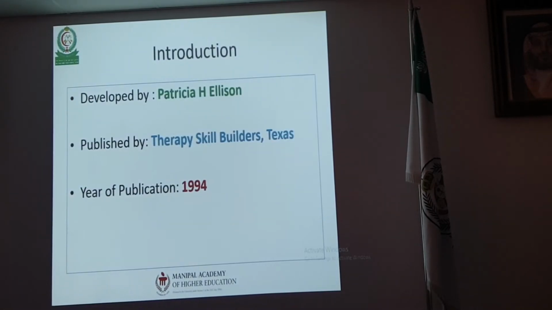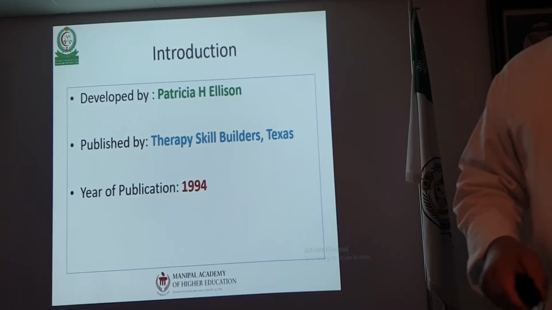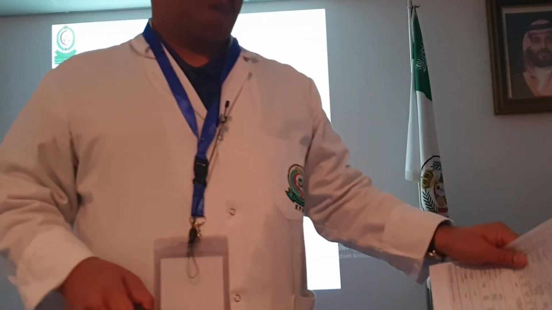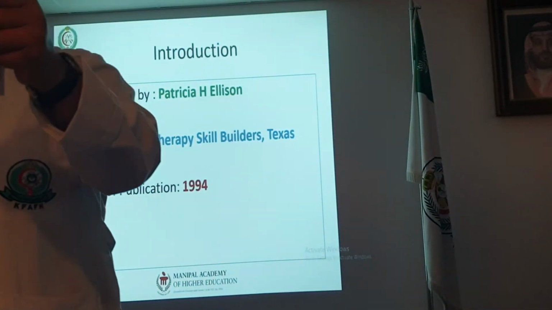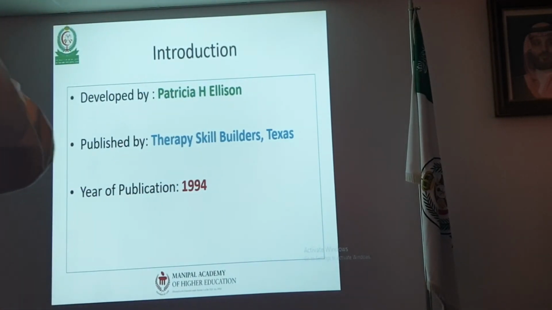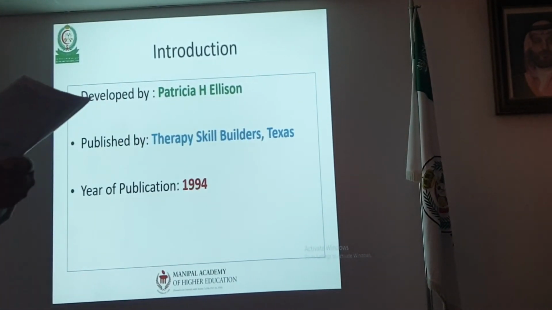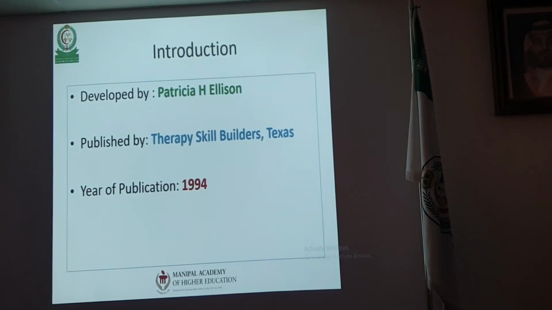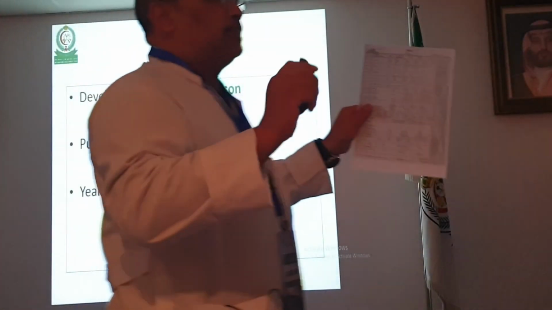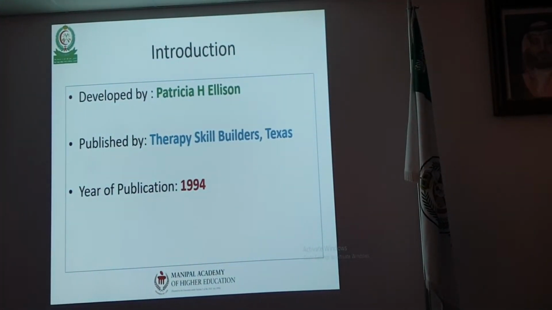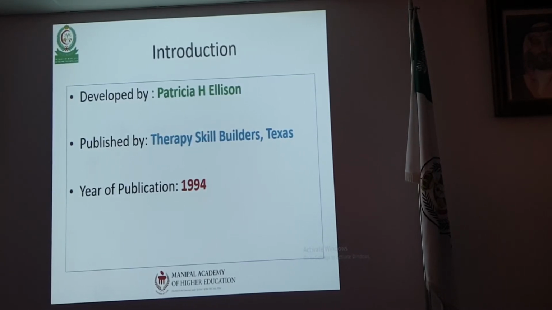Okay, so you can see in this scale, please open your page, this one. Down below, it is written 1994 by Patricia Ellison. You will see here Patricia Ellison; she is the one who made this scale. And then you will see Therapy Skill Builders. They are the company who publishes this scale. It was published in the year 1994.